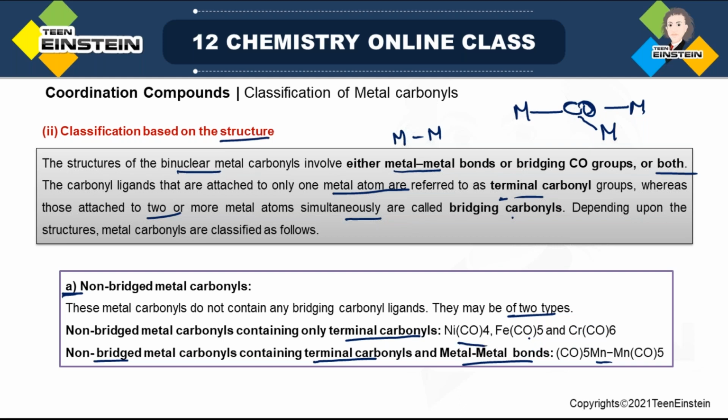So this is the example. These are very simple mononuclear carbonyl complexes, but this is basically Mn2(CO)10, and each metal is attached with 5. Okay, so non-bridged metal carbonyls containing terminal carbonyls and metal-metal bonds. So here we have only terminal carbonyls and metal-metal bonds.